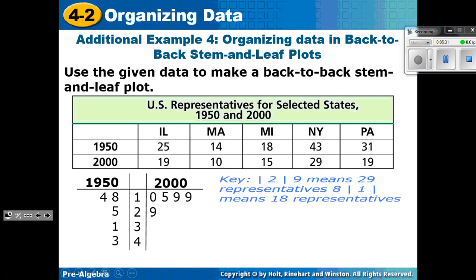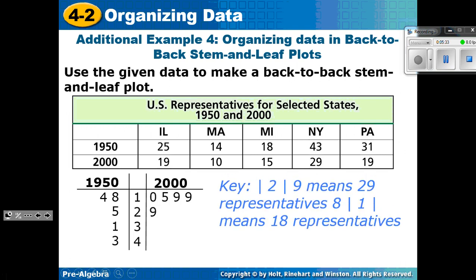Okay, then we go ahead and plot each item. The 1950 items are all over here, and you should be able to find all of them. We've got 18, 14, 25, 31, 43. See what they mean? What they meant when they said the left ones are read in reverse.